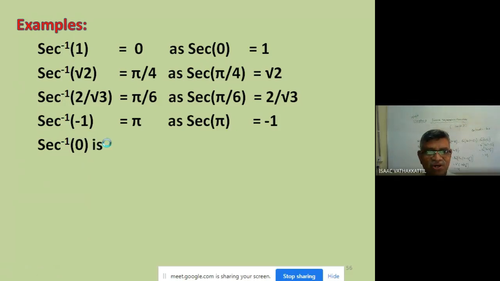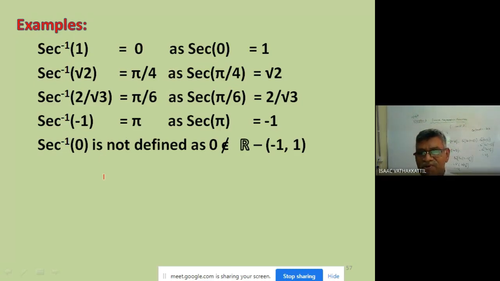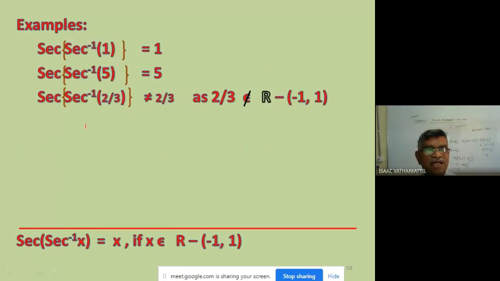Sec inverse 0 is not defined because, you know, sec theta can never be any value between minus 1 and 1. Sec theta can be either 1 or more, or minus 1 or less. Sec theta can never be equal to 0. Sec inverse 0 is not defined. Okay, further. Sec of sec inverse 1 is 1.